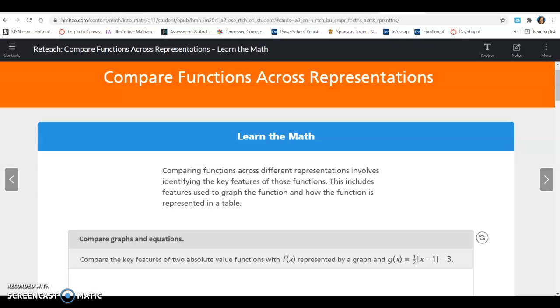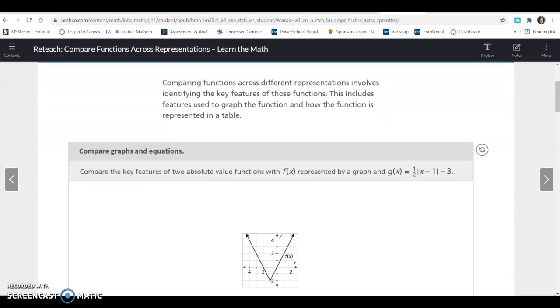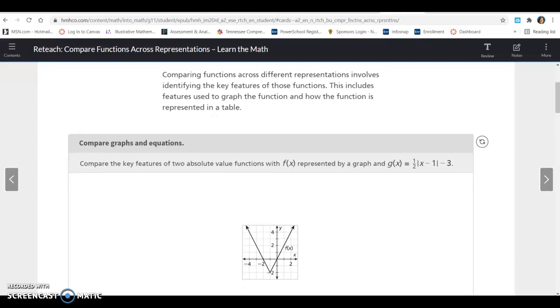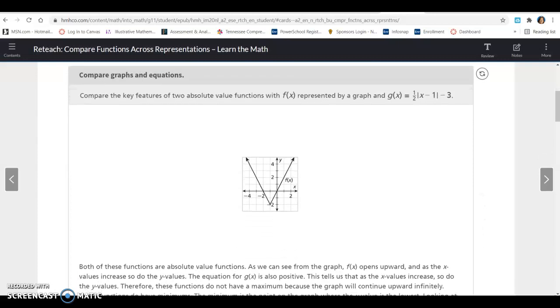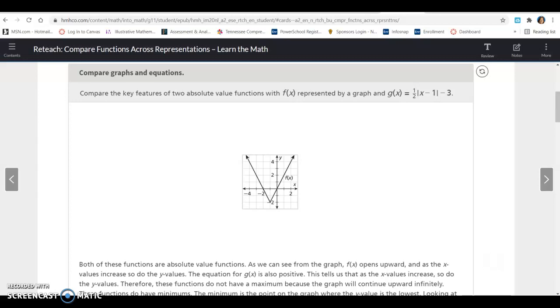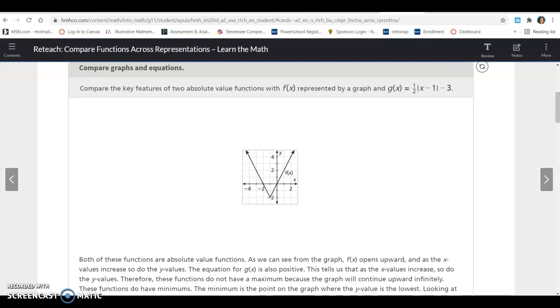All right, we're going to look at comparing functions across representations. Comparing functions across different representations involves identifying the key features of those functions. This includes features used to graph the function and how the function is represented in a table. Compare graphs and equations.